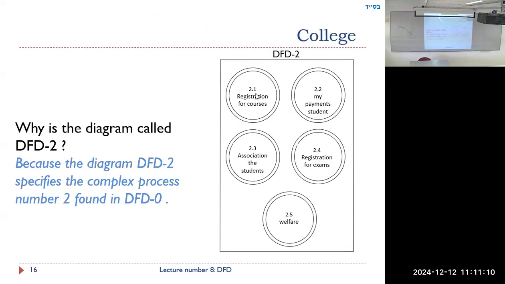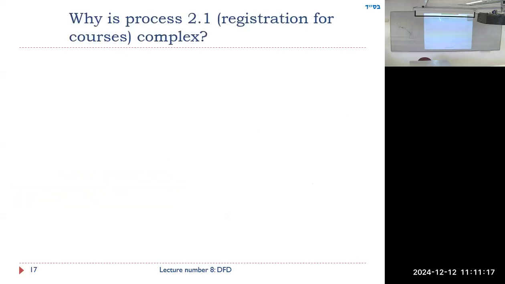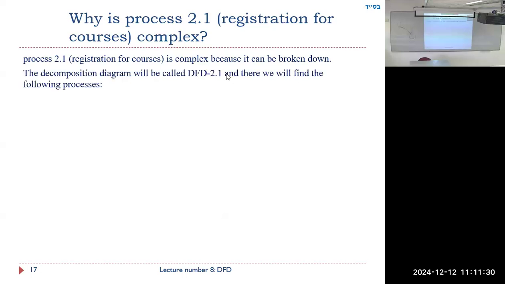Now we have 2.1, because 2.1 is like inside of 2. Registration of courses. Why is process 2.1 complex? Well, because registration of courses is not a simple process. It's complex because it can be broken down. The decomposition will be called DFD 2.1, which will explain what happens in process 2.1, which is registration of courses.